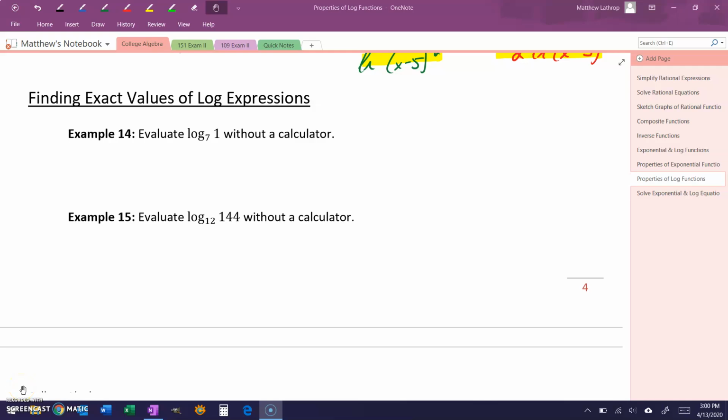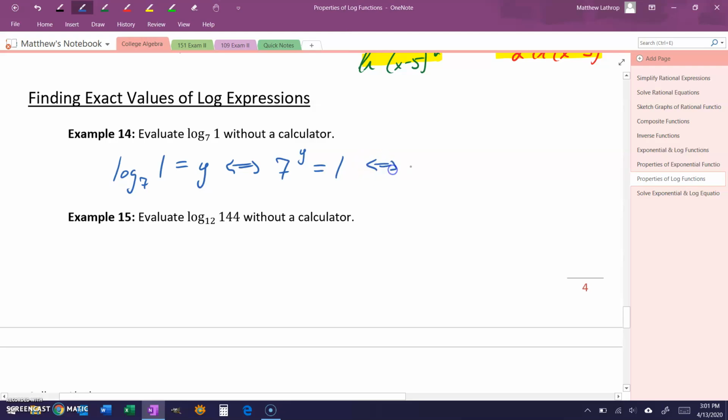Some log expressions can be evaluated quite simply in our head or with a little bit of work on paper, even though they may not seem entirely intuitive at first. Keep in mind that if we have an expression like the log base 7 of 1, what we're saying is that that has to be equal to some value y, which again means we can rewrite this in exponential notation as 7 to the y is equal to 1. That means we just need to find that value that we would raise 7 to in order to get 1, which in this case would be 0. So the log base 7 of 1 would be equal to 0.